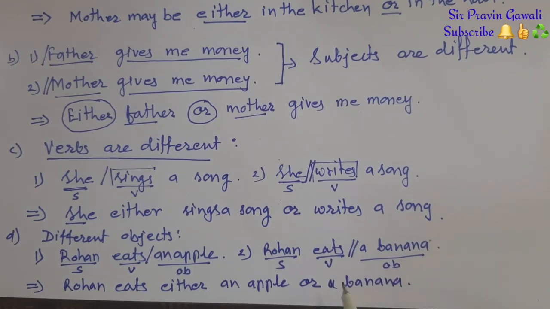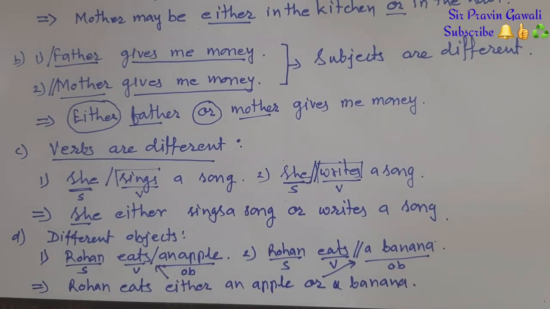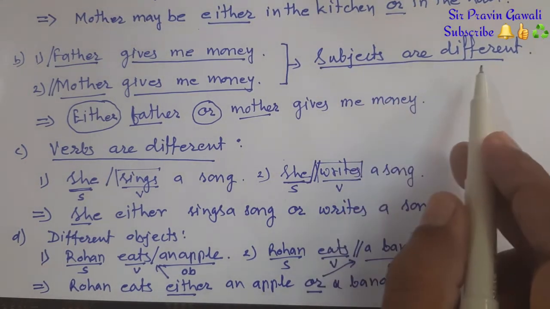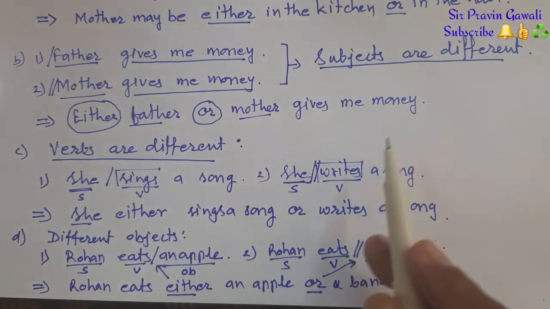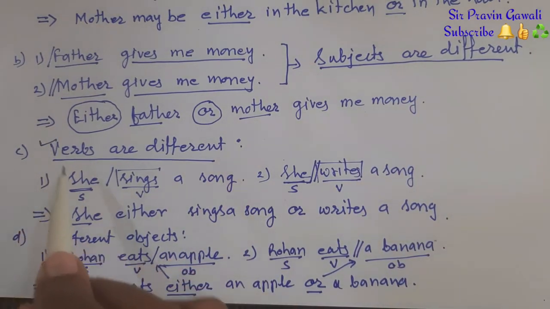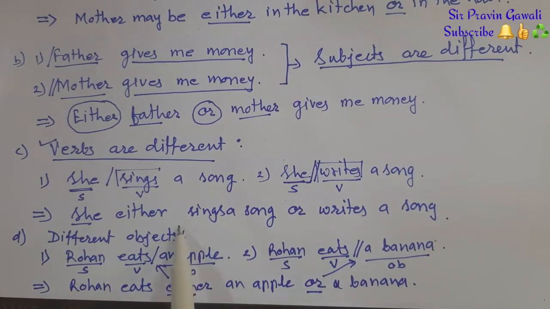So we have used or in the place of the double slant line and either in the place of the single slant line. Okay, students, have you understood now how to use either and or? So here we have learned when the subjects are different, how to use either or. When the verbs are different, how to use either or. Then we have studied when the objects are different, how to use either or. Okay, students, have you understood? Very good.